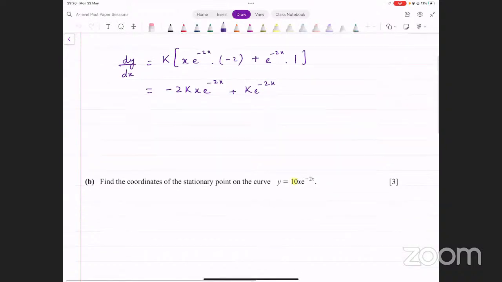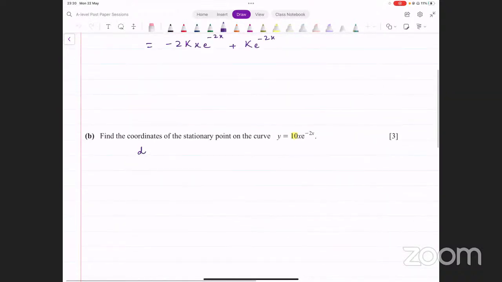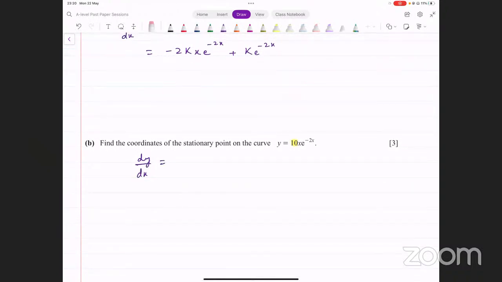तो हम डेरिवेटिव डायरेक्टली लिख सकते हैं इस केस के अंदर. हम कह सकते हैं dy by dx should be this same expression, बस k की जगह पे क्या किया, 10 डाल दिया. So -2 into 10, that's into x e raised to power -2x plus 10 e raised to power -2x. Now, since we're looking for the stationary point, we put this derivative equal to 0.